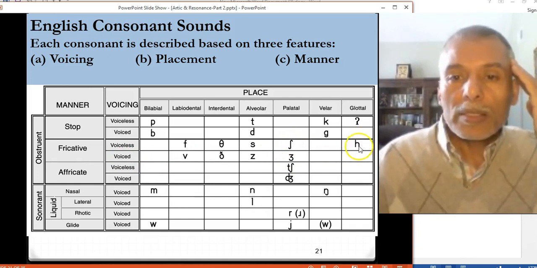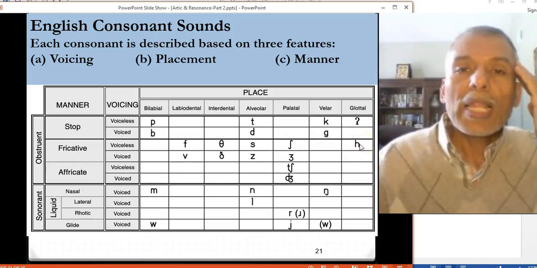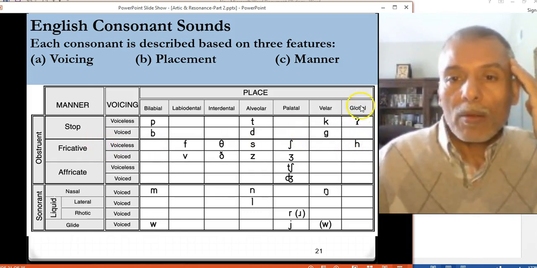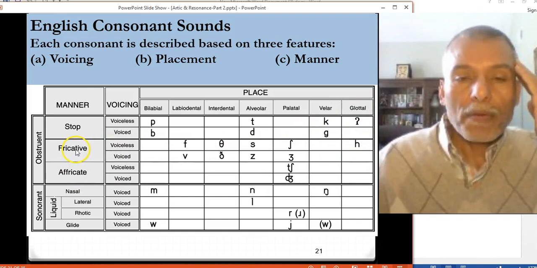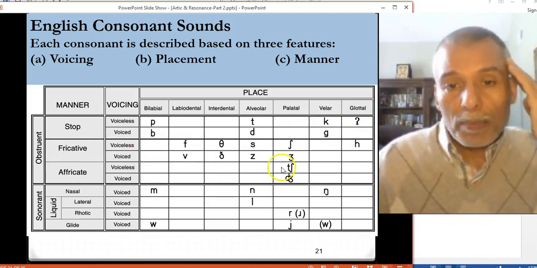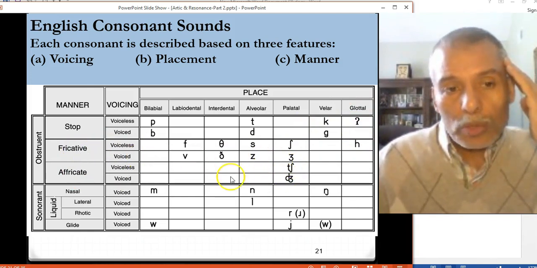H is the single sound, and it is produced in the glottis, and it is voiceless. So it's a voiceless, glottal, fricative. And then you simply create two sounds to make them affricates.